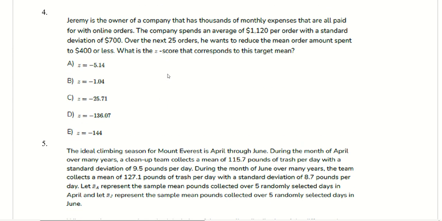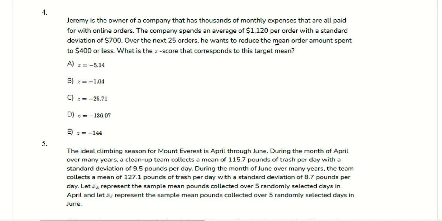Let's look at number 4. Jeremy is the owner of a company that has thousands of monthly expenses that are all paid for with online orders. The company spends an average of $1,120 per order with a standard deviation of $700. Over the next 25 orders, he wants to reduce the mean order spend to $400 or less. What is the z-score that corresponds to this target mean?